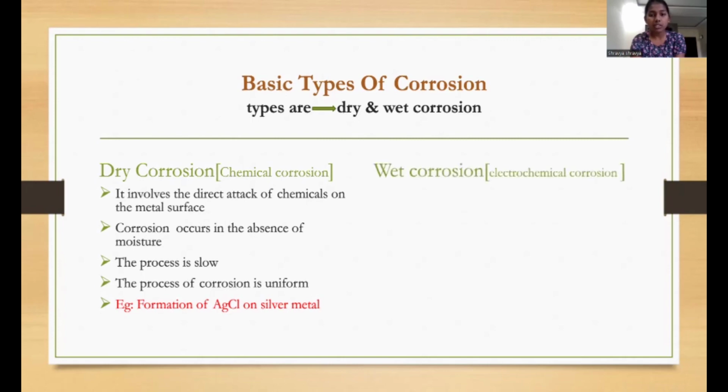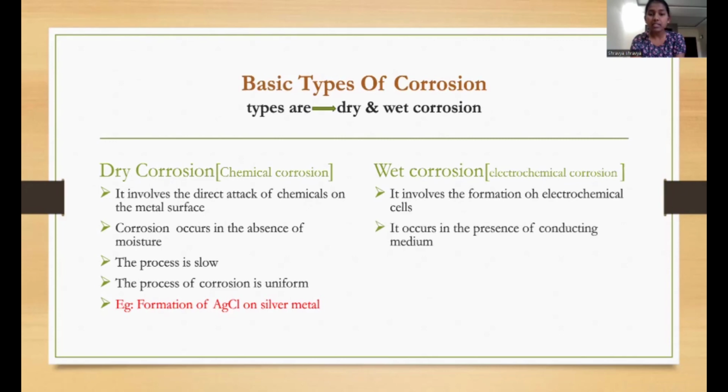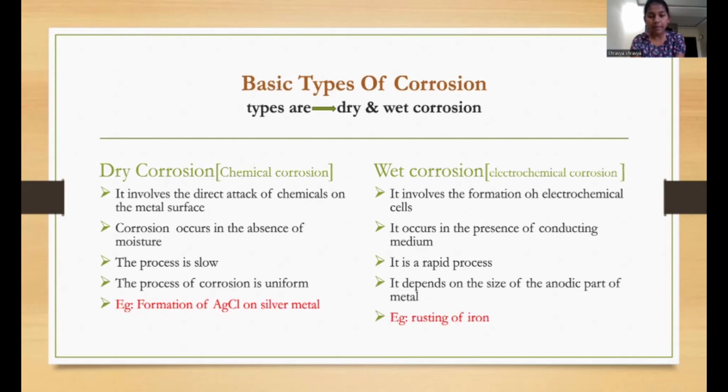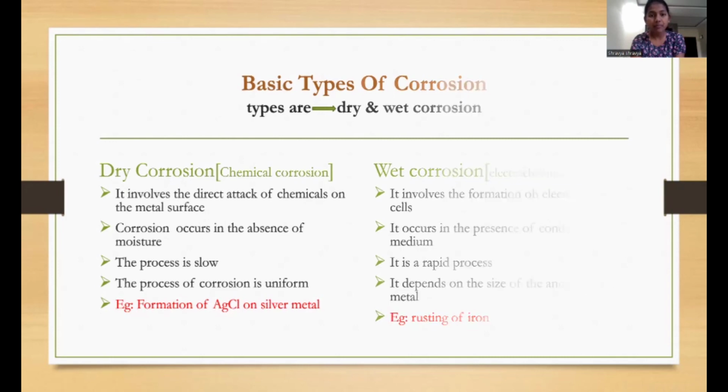Now we have wet corrosion, that is electrochemical corrosion. It involves the formation of electrochemical cells and it occurs in the presence of conducting medium. It is a rapid process and it depends on the size of the anodic part of the metal. And the example is rusting of iron.